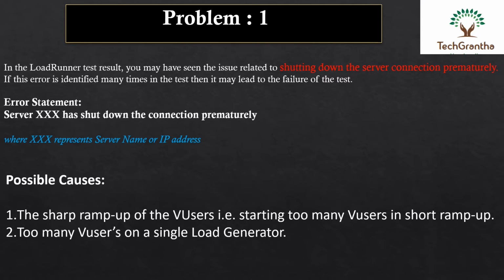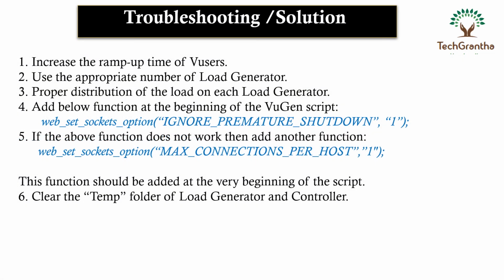It means that whenever we are hitting the server with so many users simultaneously, that is one reason we get the server connection shutting down. Second, maybe the one particular load generator is not able to handle such a large user load. That is another reason maybe behind the connection shutting down. So now, how can we do the troubleshooting for that issue?